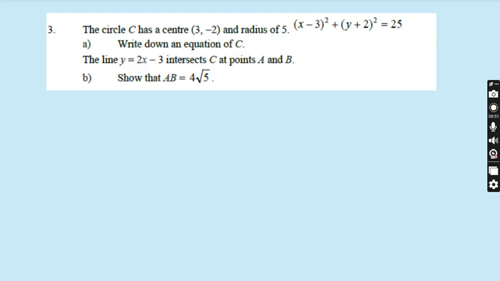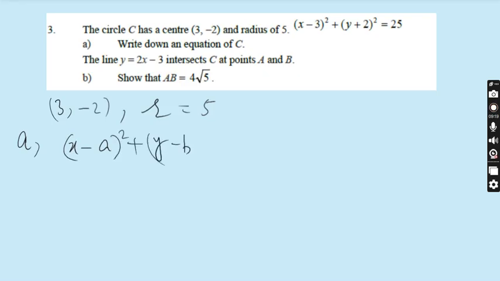The circle C has center (3, -2) and radius r is 5. Part A. Write down an equation of C. Equation means circle equation. So if we have a center and a radius, then we have to use the standard form of a circle.